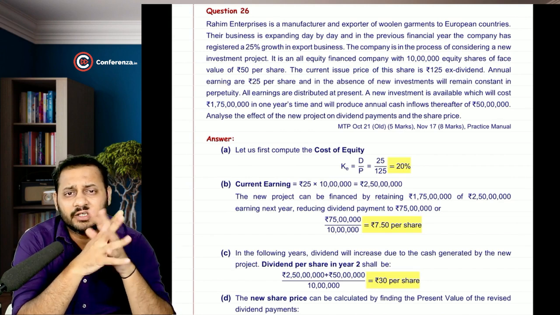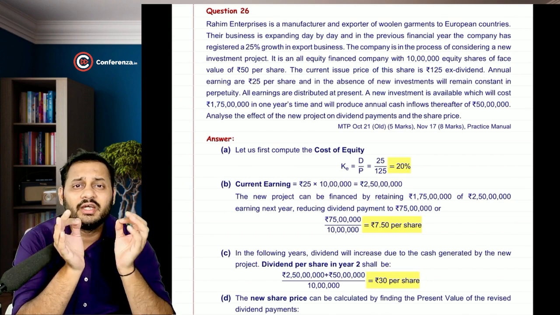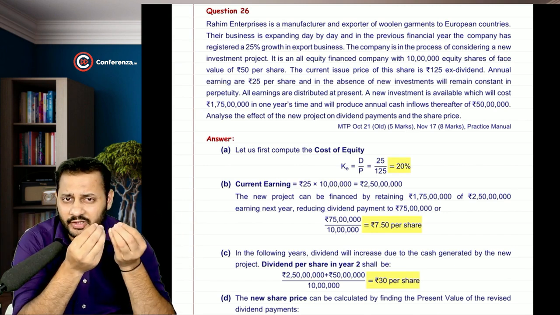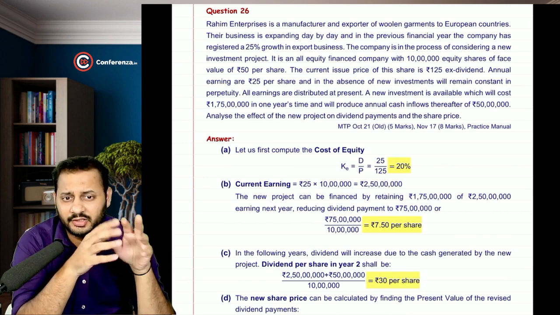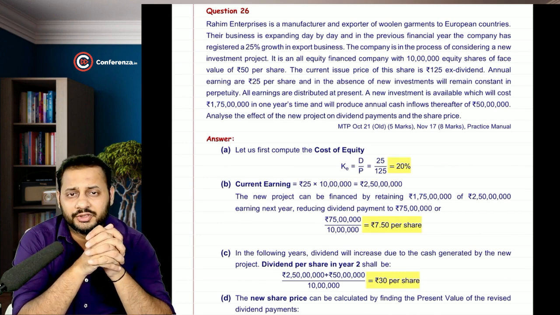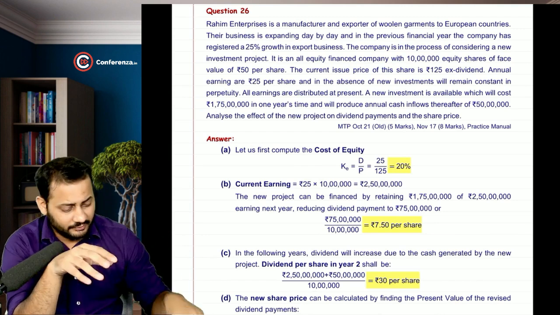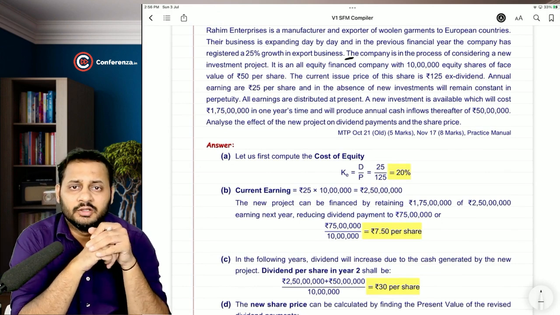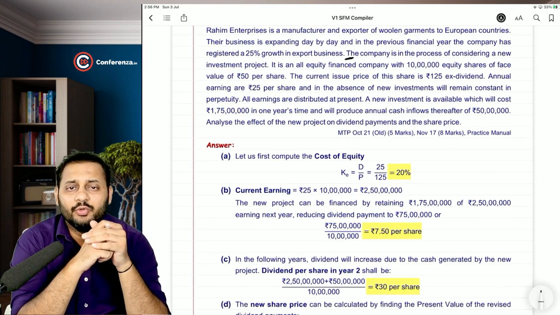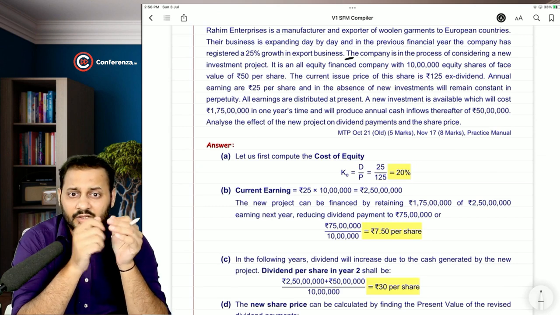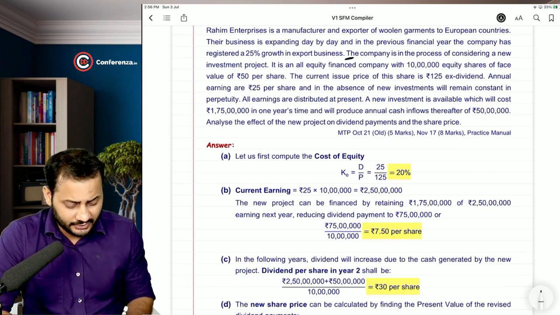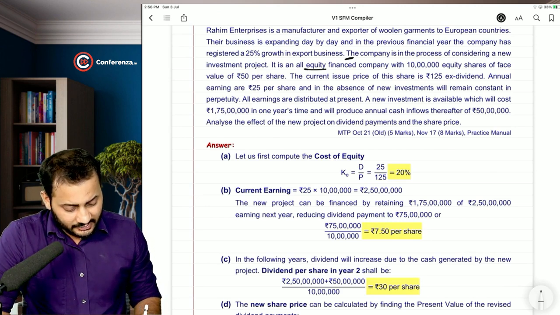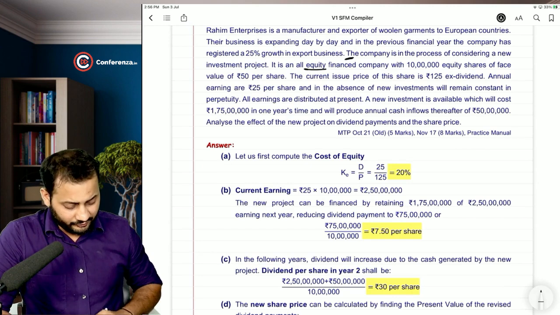In the previous financial year, they registered a growth rate of 25%. However, this number of 25% is not related and is not going to be used further in this question. Now the real question starts from this point. The company is in the process of considering a new investment project. It is all equity financed, meaning there is no debt or other funds in the company. 10 lakh is the number of equity shares, with a face value of 50.